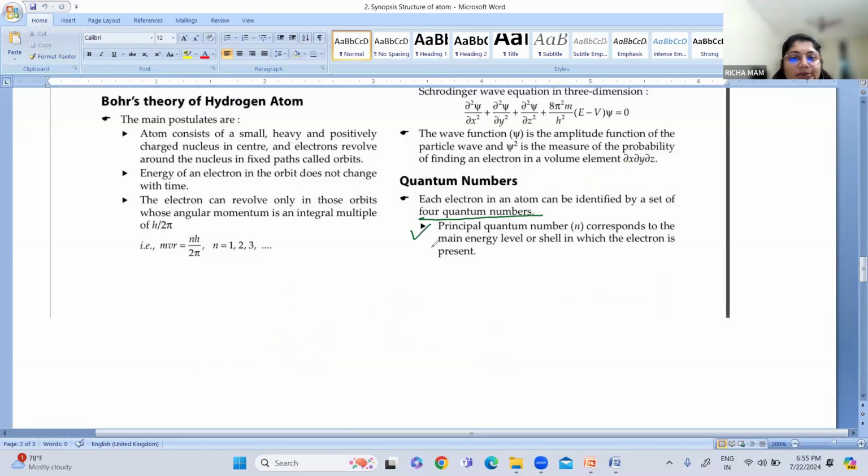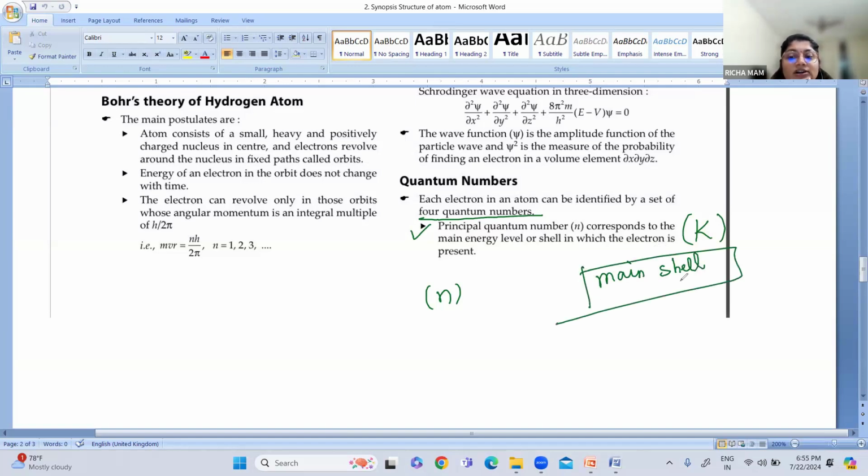So which is the first quantum number? It is the principal quantum number. It is represented by small n. And what does it represent? It represents the main energy level, or the shell in which the electron is present. That is represented as K. So K is the principal quantum number, and it represents the main shell where the electron is residing.